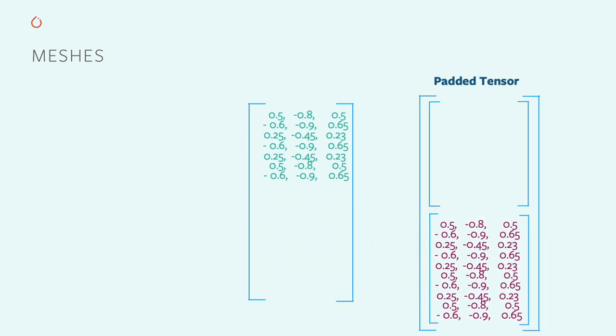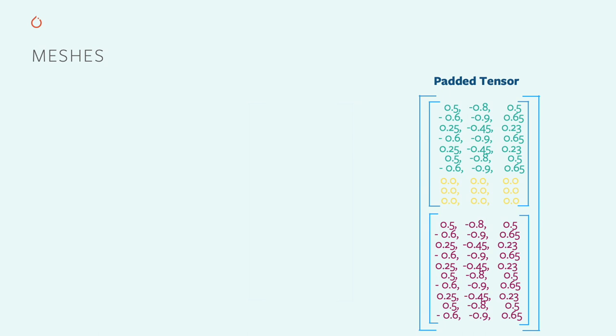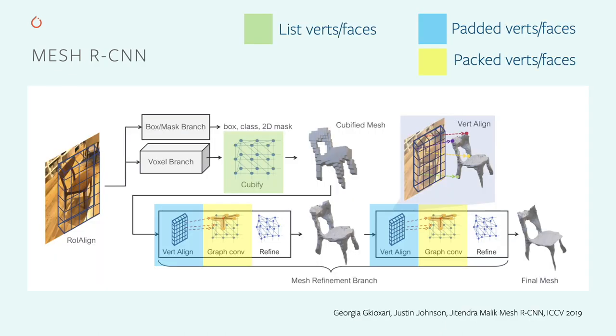We might then need to reshape the vertices to add back in the batch dimension, and this involves padding the vertices based on the number of vertices of the largest mesh in the batch. The padded representation is useful for other operators like vertex align. We can see why this flexibility is important by looking at the architecture diagram of Mesh R-CNN, a paper from ICCV 2019, which is built using PyTorch3D. The Meshes data structure is used throughout, and the representation of the vertices and faces in the batch is interchanged multiple times during the end-to-end loop.